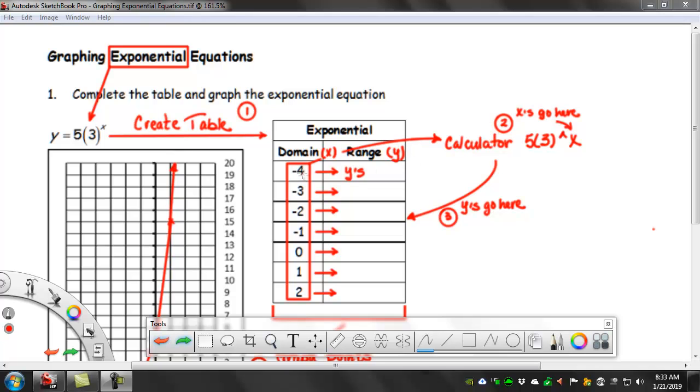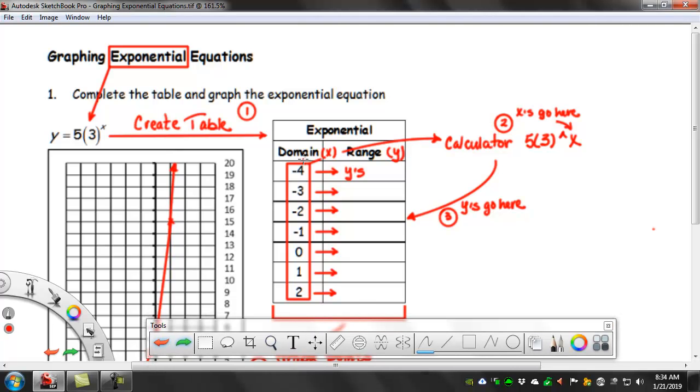Now most of the time, we're going to be using the values of -4, -3, -2, -1, 0, 1, and 2 for all our x's. That's going to be standard. Sometimes we'll have to go a little bit higher than that, like maybe a 3 and a 4, but those first 7 values right there, that's mostly what we'll end up graphing.